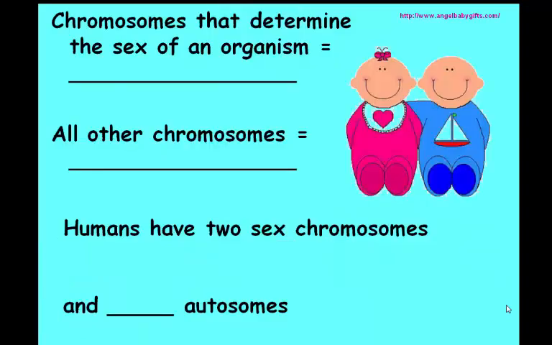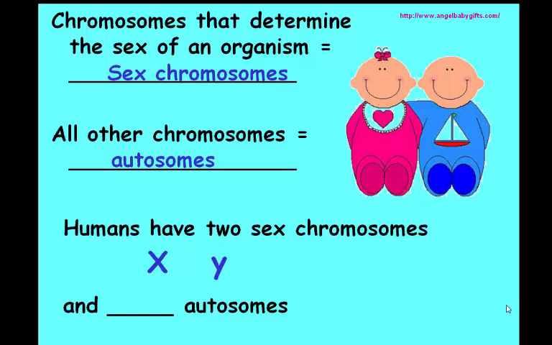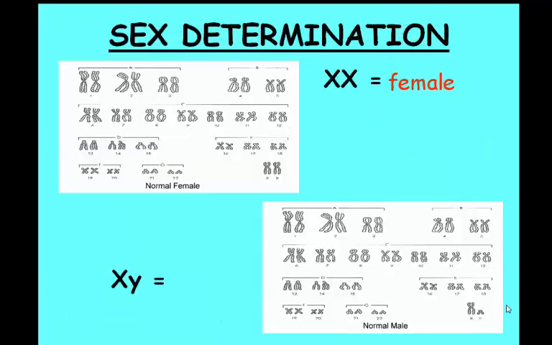Chromosomes that determine the sex of an organism, we obviously call our sex chromosomes. All other chromosomes are called autosomes. So humans have two sex chromosomes. They have an XX or they have an XY, and they have 44 autosomes. Sex can be determined by if you have an XX, you're a female, and you can see that in this pedigree here of a normal female, that two X chromosomes are at the end. Males will have the XY, and again you can see that at the bottom pedigree where the male has a large X chromosome and that smaller Y chromosome.